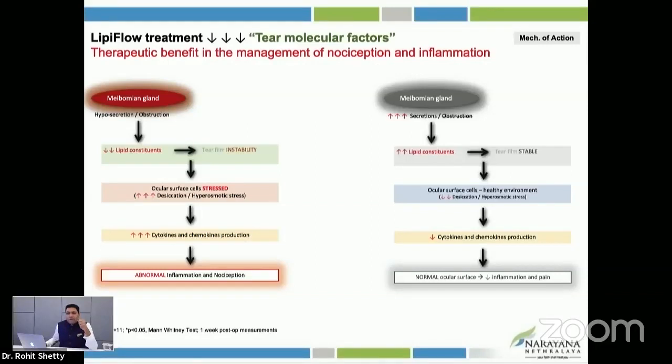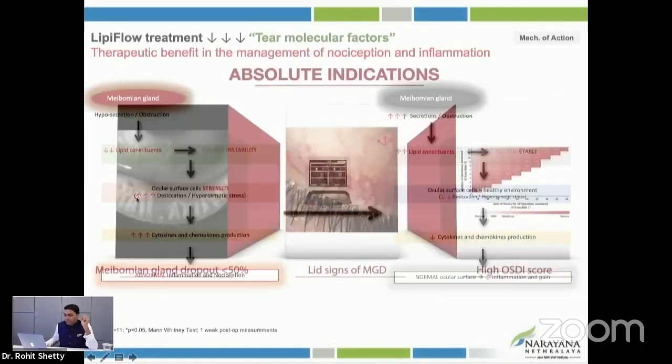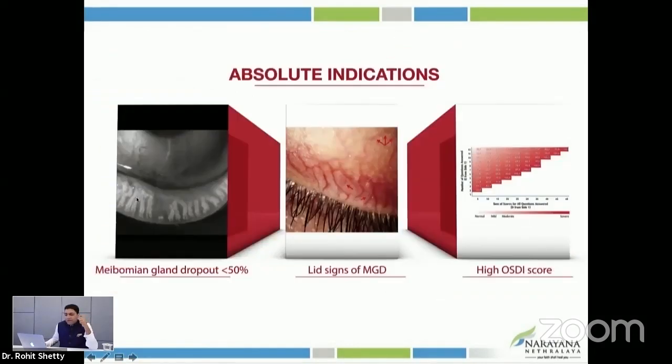One of the treatments is the LipiFlow, which works on the glands. It gives you a massage on the glands through heat, and we will have a live demo of this at some point of time. It basically works on the lipid components. The indications are when you don't have dropouts and you're very sure there's no inflammation, when the lid signs are like this and the patient has a high OSDI score.